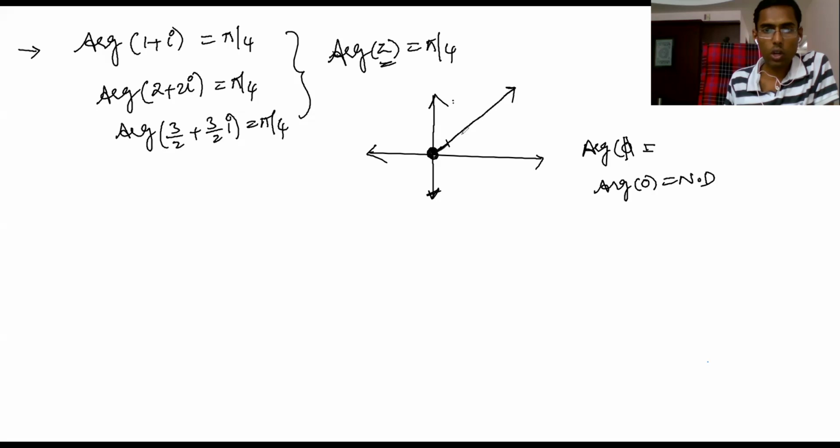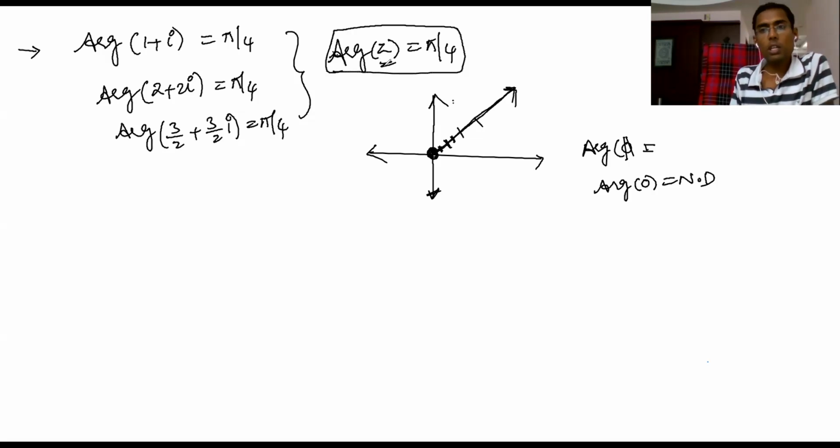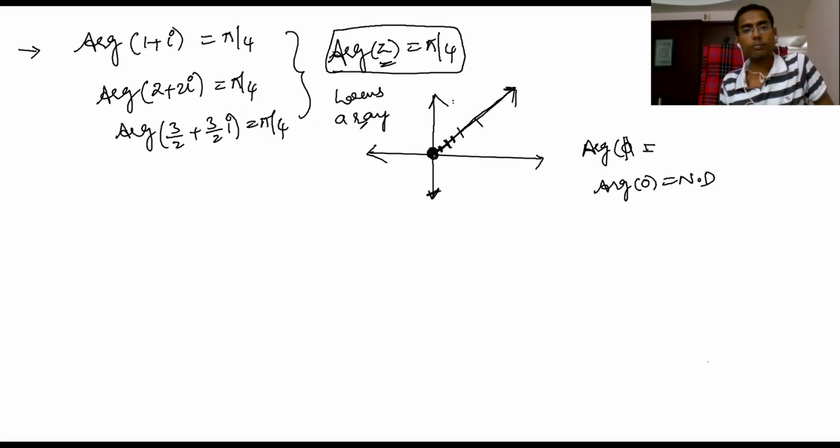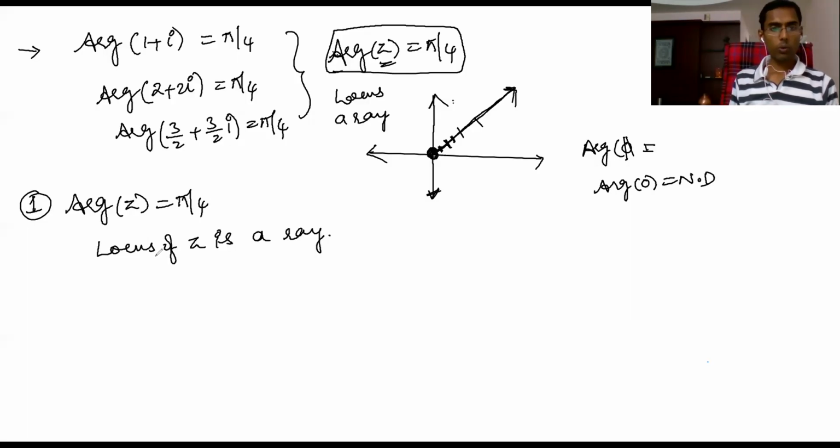But if it is at 1, 1, or 2, 2, or 3, 3, or 3 by 2, 3 by 2, or 1, 0.5, for anything the argument is only pi by 4. That means argument of z equal to pi by 4 is not one point, but many points. That is what we call a locus, a set of points satisfying this condition. It is not one point or two points. So what is the locus? The locus is a ray. If argument of z equals pi by 4, then the locus of z is a ray.